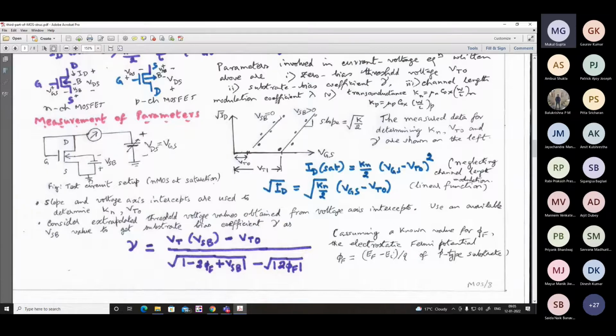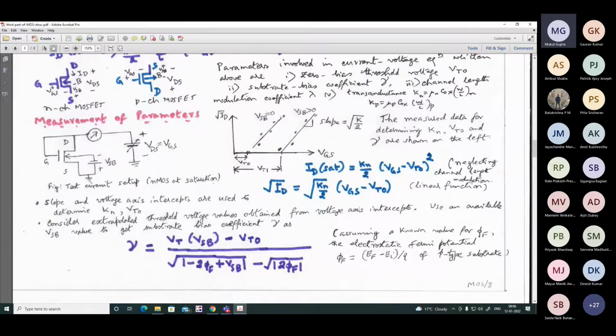So slope and voltage axis intercepts are used to determine K and N. From the slope you get the transconductance parameter, whereas from the voltage axis intercept you get VT0. Consider the extrapolated threshold voltage obtained from the voltage axis intercepts. Use the available VSB value to get the substrate bias coefficient, and also assume a known value for the electrostatic Fermi potential of the p-type substrate.